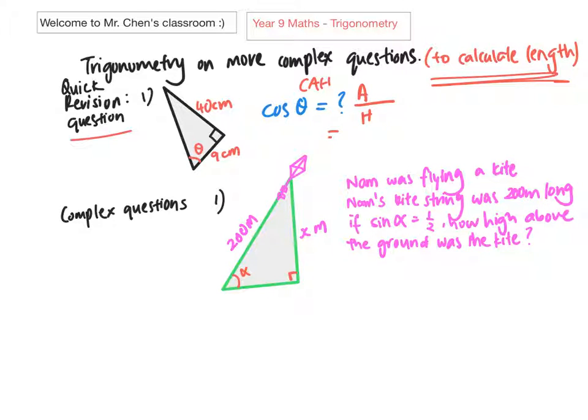Alright, so in this case cos theta equals adjacent over hypotenuse, and we can see the adjacent here and the hypotenuse there. So we don't know what the hypotenuse is. We're going to have to find that out. So before we find that, we have to use Pythagoras theorem.